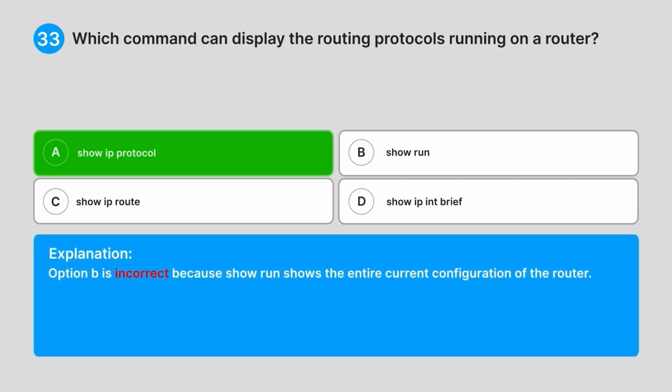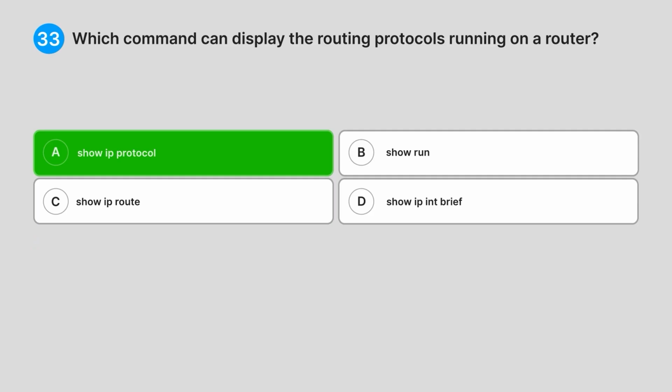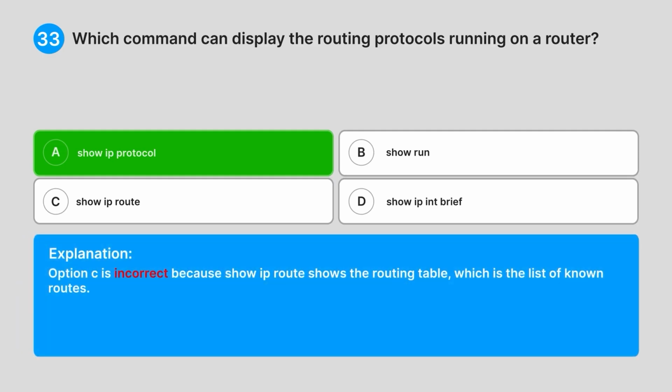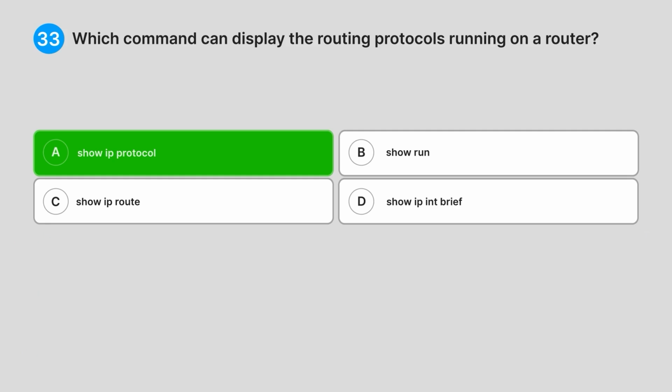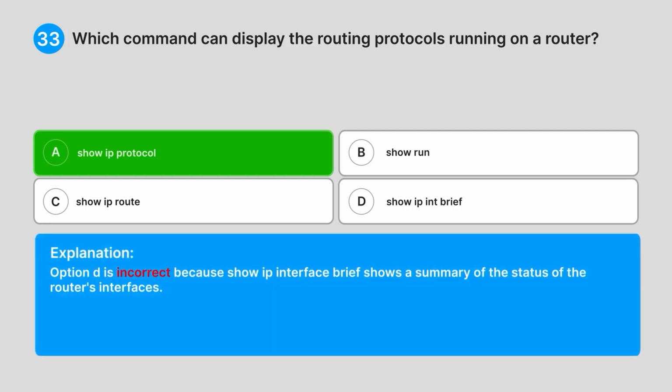Option B is incorrect because show run shows the entire current configuration of the router. Option C is incorrect because show IP route shows the routing table, which is the list of known routes. Option D is incorrect because show IP interface brief shows a summary of the status of the router's interfaces.